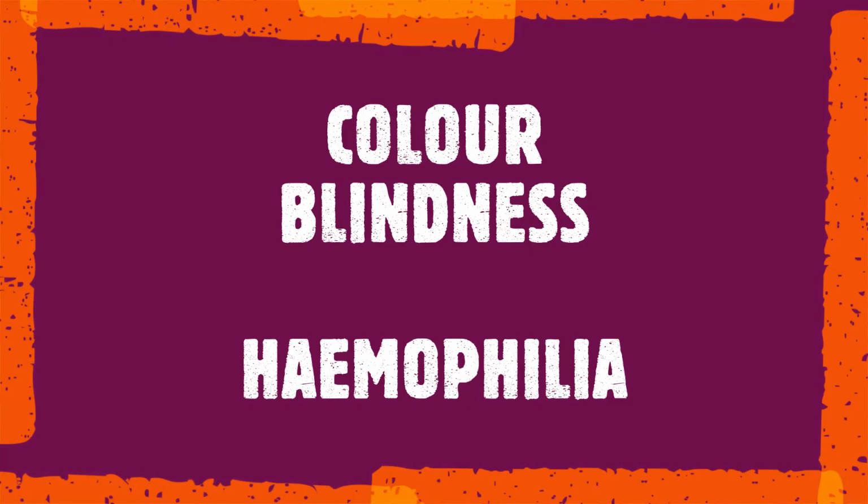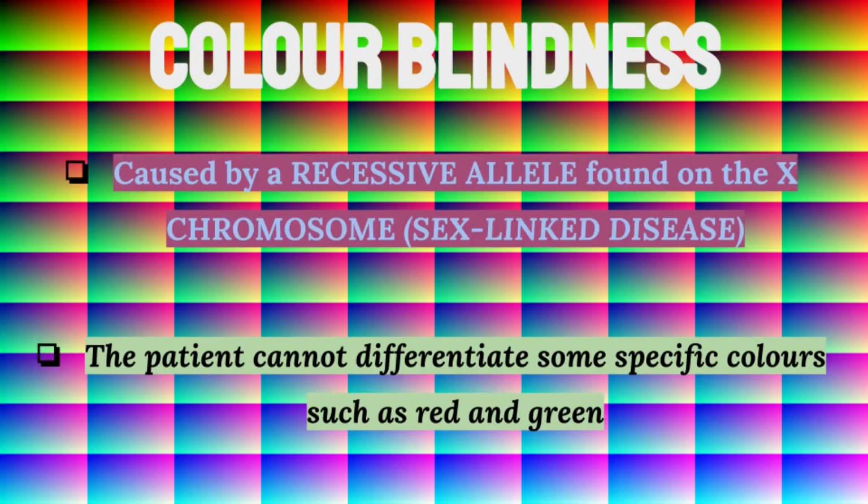Now let's move on with diseases caused by mutation on sex-linked genes, which are color blindness and hemophilia. Color blindness. It is caused by a recessive allele found on the X chromosome. The patient cannot differentiate some specific colors such as red and green.